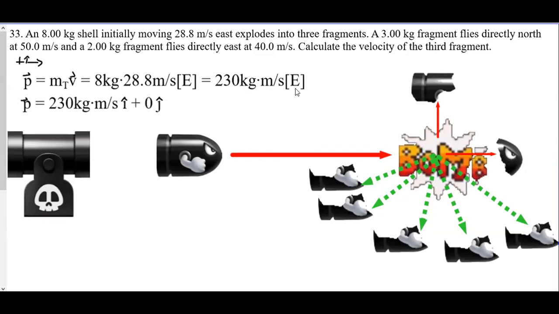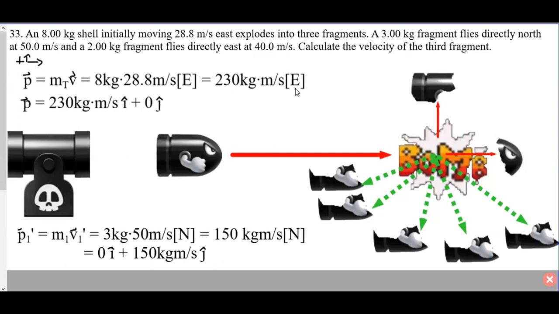If I break it down into component form, I could just call it 230 kilogram meters per second in the I direction and 0 in the J, the J representing north and south, because there is no north and south to begin with. And then I will look at all the fragments.